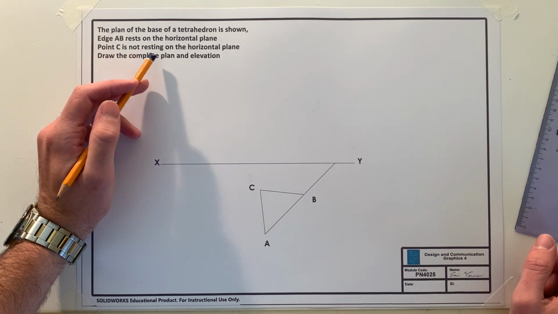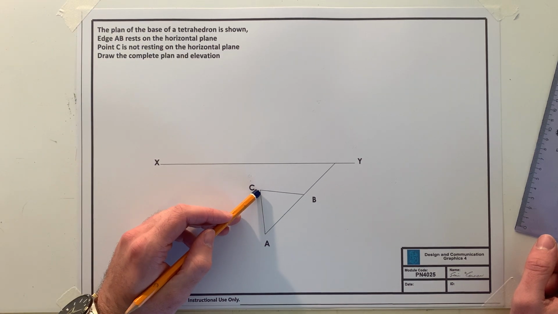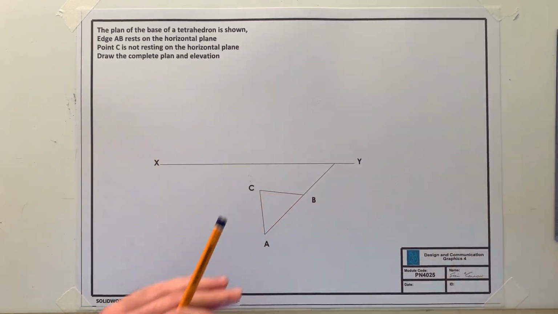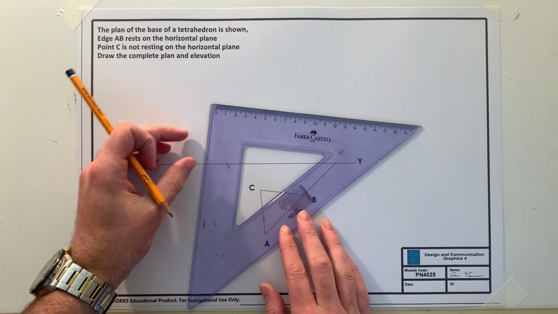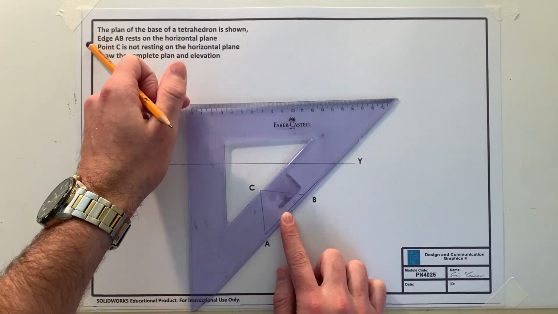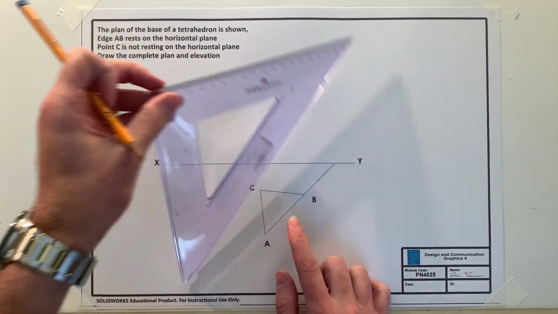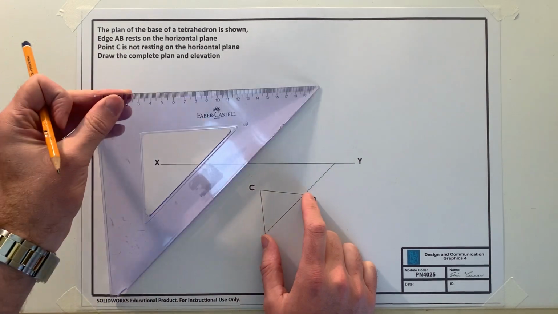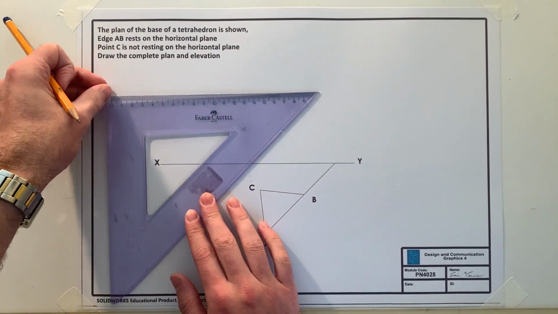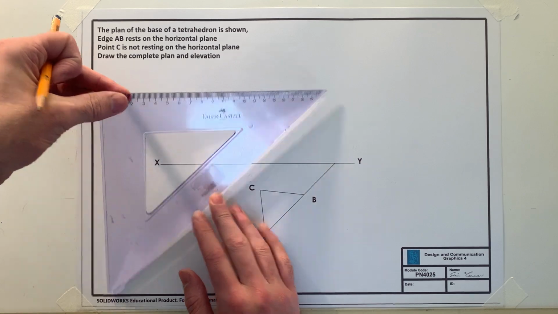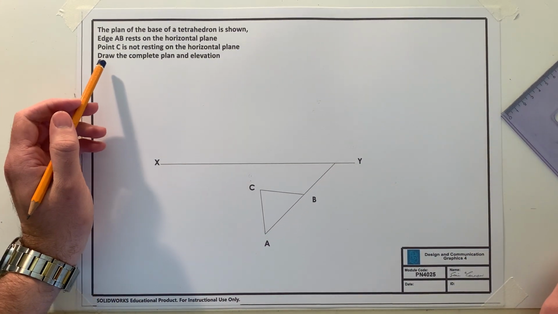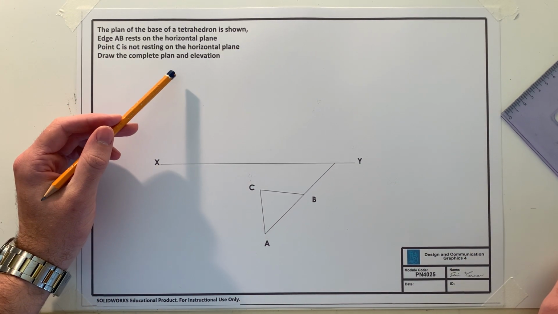Point C is not resting on the horizontal plane, so point C here. So that means our tetrahedron, so imagine this is the base of it here, is actually inclined upwards like so, where AB is still resting on the horizontal plane and C is being basically rotated up. Draw the complete plan and elevation.